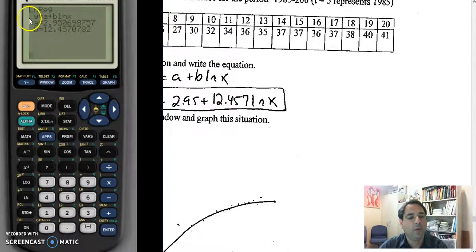Again, we have the formula. y equals, for us it's spending. a is 2.95, b is 12.46, ln of x. So when I go to y equals, I put in 2.95 plus 12.4571 ln of x, and if I did it all correctly, that line should go through the data, which it does. Everything worked out perfectly. Again, practice, practice, practice, but linear, quadratic, exponential, logarithmic, all the same setup and calculator.